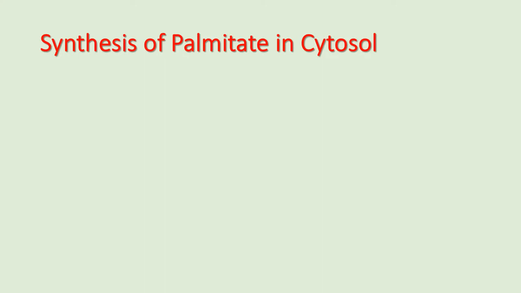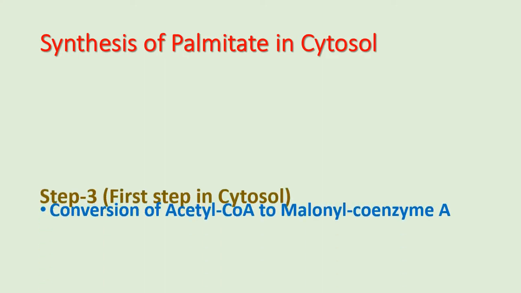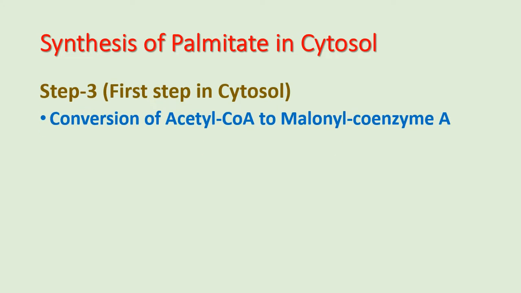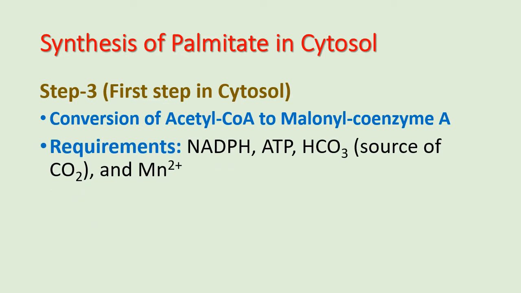So we are discussing the synthesis of palmitate in the cytosol. Once the acetyl-CoA is in the cytoplasm, it should be converted into malonyl coenzyme A. So this is the first step in the cytosol, where acetyl-CoA is converted into malonyl coenzyme A. This reaction requires ATP, bicarbonate, which is used as a source of carbon dioxide, and the mineral manganese.